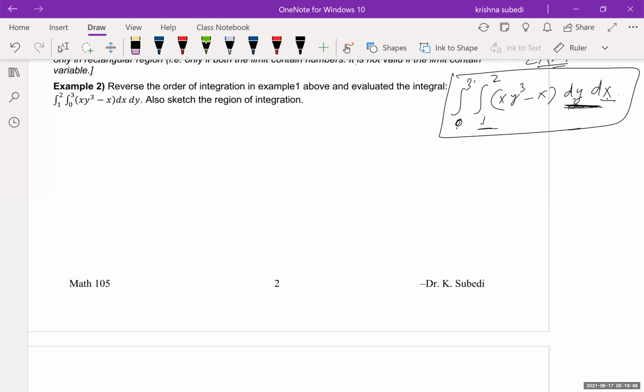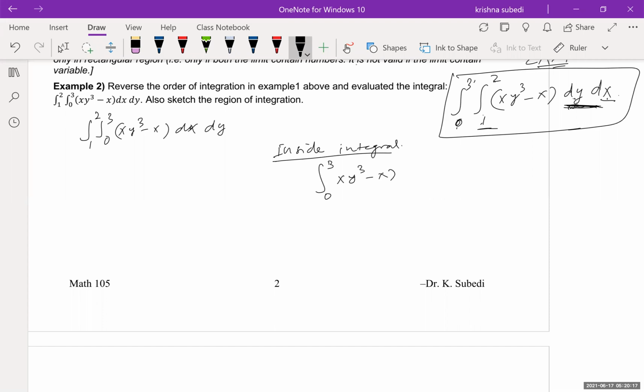Now let us work it out. I want you to try this on your own, okay? So the question is here, 0 to 3, 1 to 2, xy cubed minus x dx dy. First you may want to try the inside integral, which is 0 to 3, xy cubed minus x dx. I want you to evaluate this integral. In this case, x is the variable. We treat x as a variable and y as a constant.